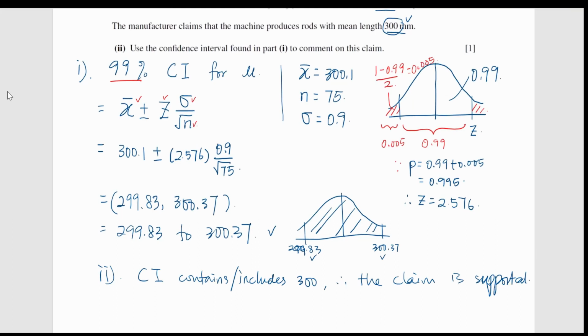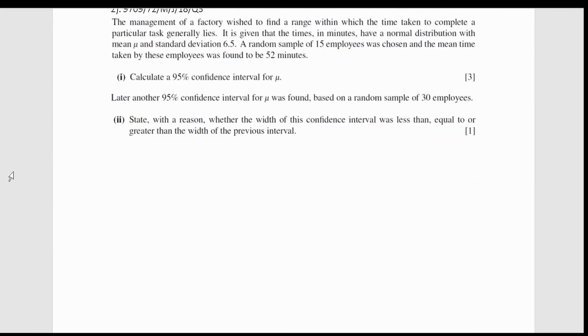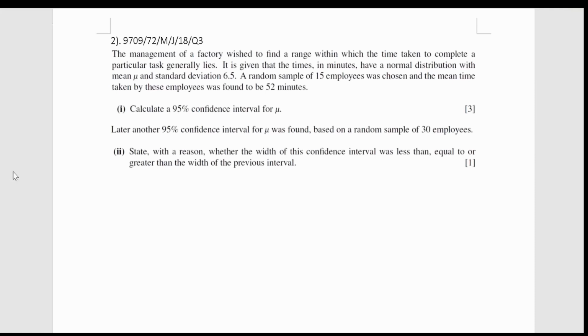All right. Okay, now we have a look at another question. This is the question from May/June 18, same variant 7.2, question 3. The management of a factory wish to find a range within which the time taken to complete a particular task generally lies. Given that the times in minutes have a normal distribution with mean of mu, the population mean, and standard deviation 6.5 given.